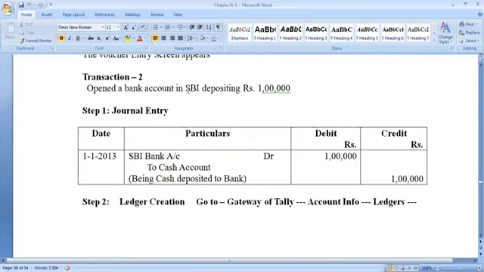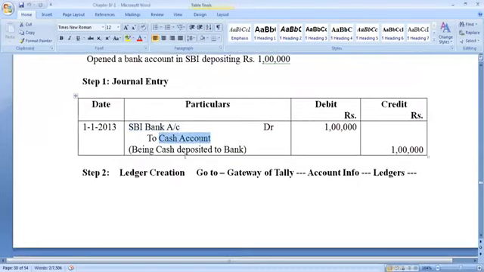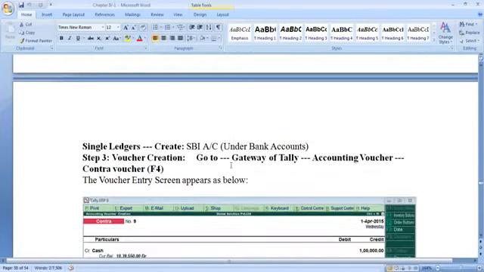So who will be the receiver here? SBI is the receiver. Debit what comes in? SBI is the receiver. So what is going out? Cash is going out from the business, being cash deposited to bank. So what are the ledgers that you need to prepare? SBI bank account and the cash account. The ledger to be created is SBI account under the bank account.